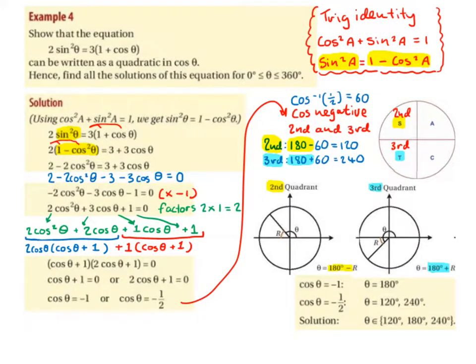So 60 degrees is going to be our reference angle. Remember, cos is negative. So we're interested where cos is negative, and it's going to be in the second and third quadrant. So in the second quadrant, it's going to be 180 degrees minus the reference angle. So in the second quadrant, 180 degrees minus 60 degrees is 120 degrees. So we get theta equals 120 degrees. And in the third quadrant, it's going to be 180 degrees plus the reference angle. So it's going to be 180 degrees plus 60 degrees, which is 240 degrees. So theta is also equal to 240 degrees. So the solution is 120 degrees, 180 degrees, and 240 degrees.